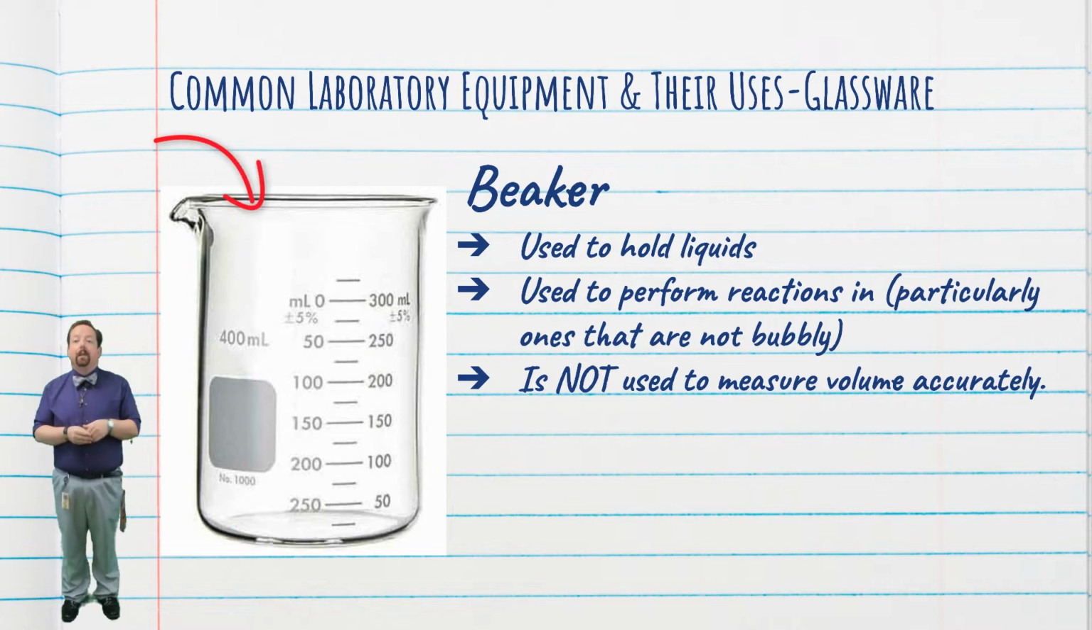First off, a beaker looks like this. We use it to hold liquids and can perform reactions in them, but not ones that bubble or fizz, as the bubbling can cause our chemicals to splatter out of the open mouth of the beaker. We can use beakers to roughly measure volumes of liquids, but they're not very accurate.